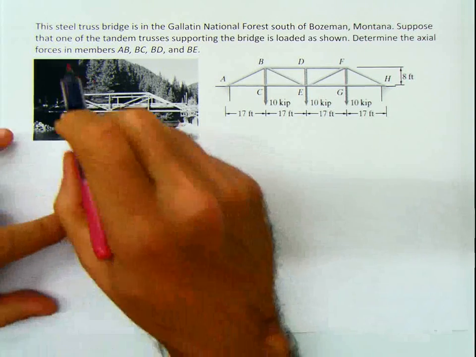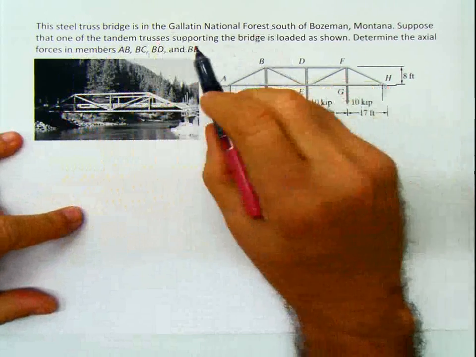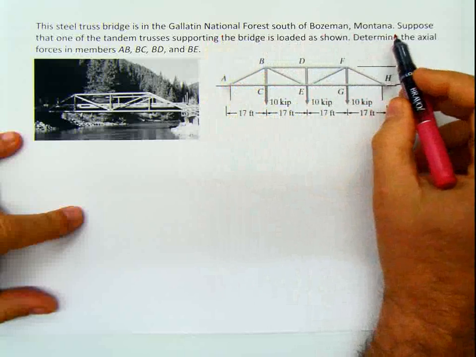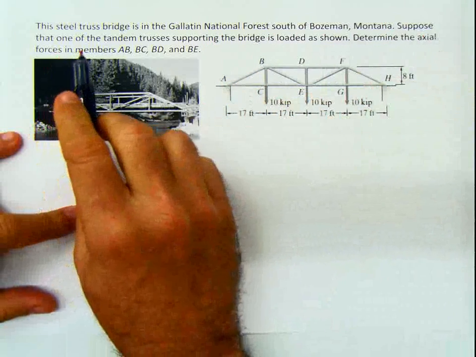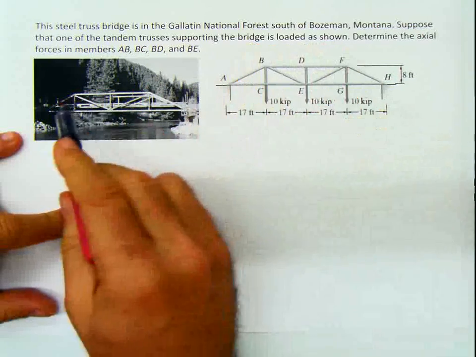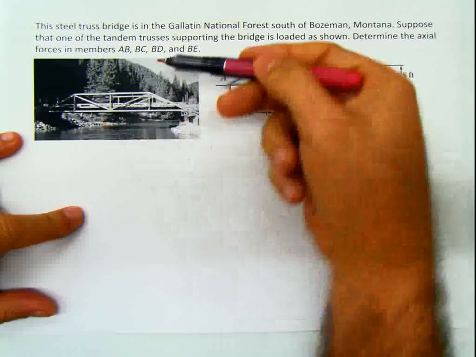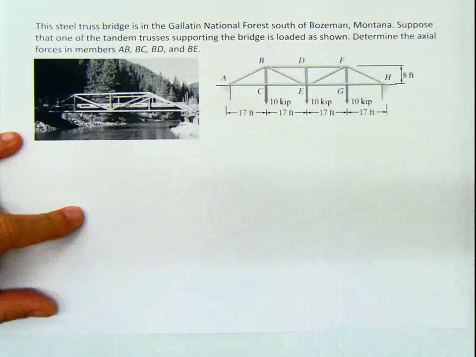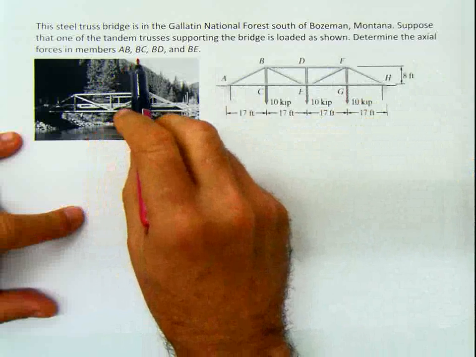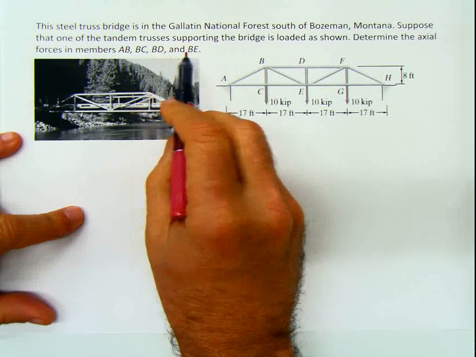It says, this steel truss bridge is in the Gallatin National Forest south of Bozeman, Montana. Suppose that one of the tandem trusses supporting the bridge is loaded as shown. This is the bridge, and this is one of the sides, which are the trusses. Determine the axial force in members AB, BC, BD, and BE.